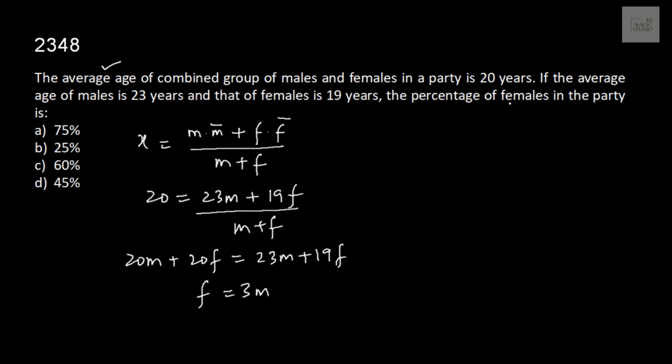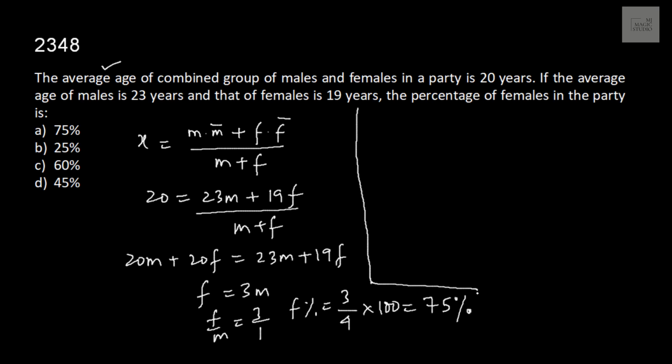What we are looking out for is the percentage of female in the party. So f by m is like 3:1. Then f percentage is 3 upon 3 plus 1, that is 4, and that turns around to 75%. That is the simplest, the equation method, to do this.